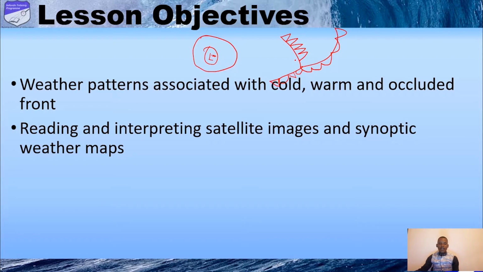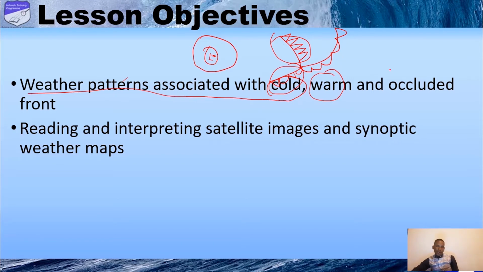So today the first thing we're going to look at is the weather patterns that are associated with the cold front. This is your cold front. How are the weather patterns within that cold front? Then we're going to look at the weather patterns within a warm front. And lastly, weather patterns within an occluded front.